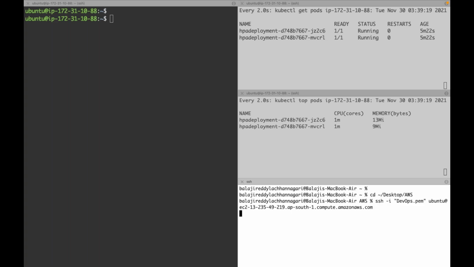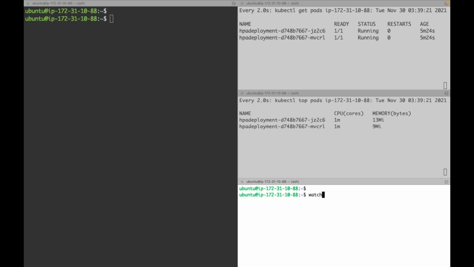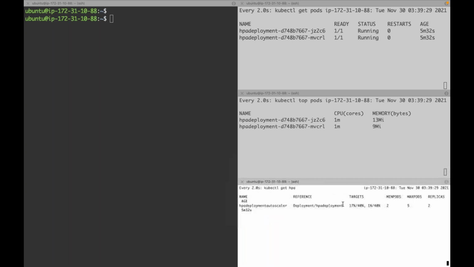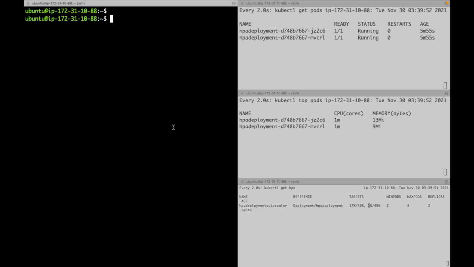Now let me connect to here. And you watch HPA. Now if you see, what is the current replicas, minimum pods, maximum pods? What is the current replicas as of now? The current replicas as of now, 2. So what is the current average of CPU? Average of CPU is 1%. Now there is no load.